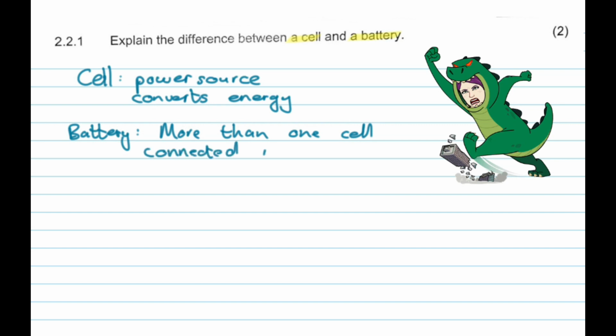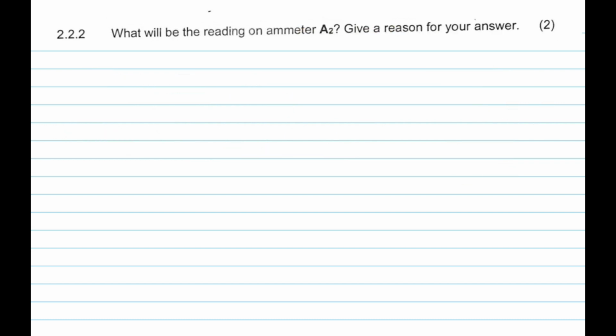So what is a cell? The cell is a power source, and it's going to be converting energy. And you have to mention what type of energy here. So it will be converting energy from chemical potential to electrical energy. And what is a battery? A battery is more than one cell connected in series. So that will get you your 2 marks.